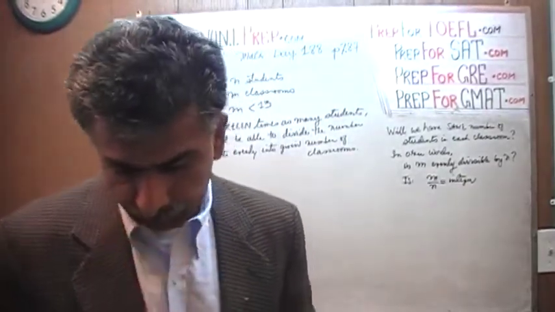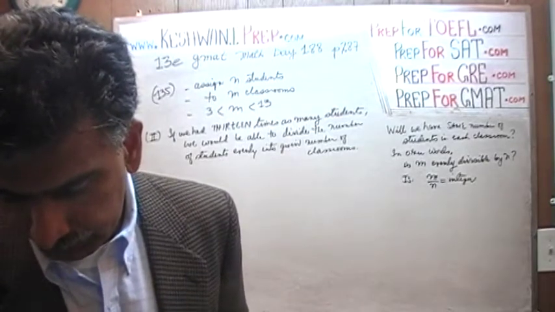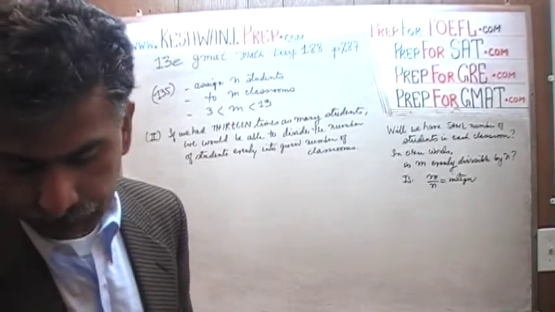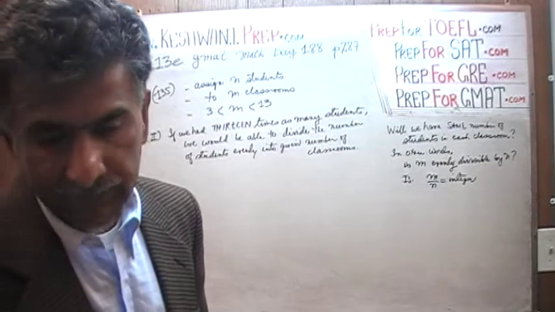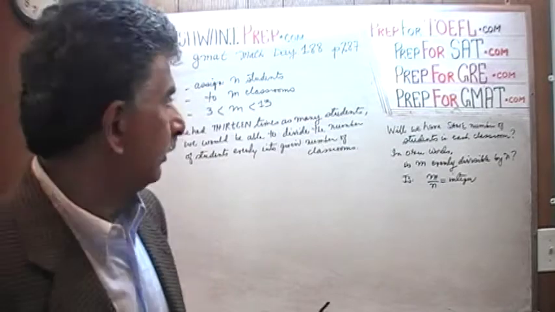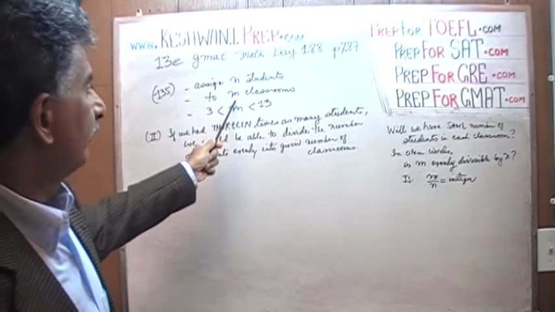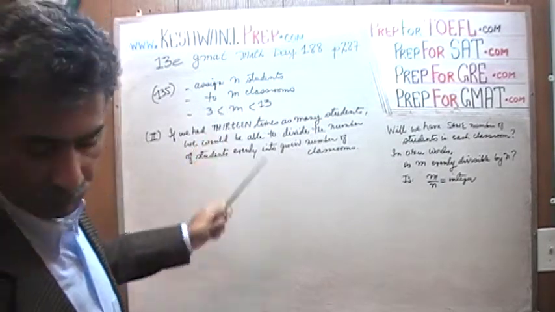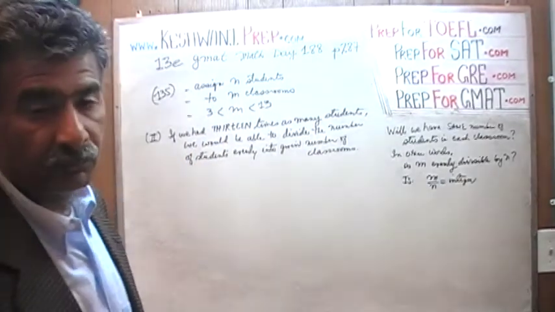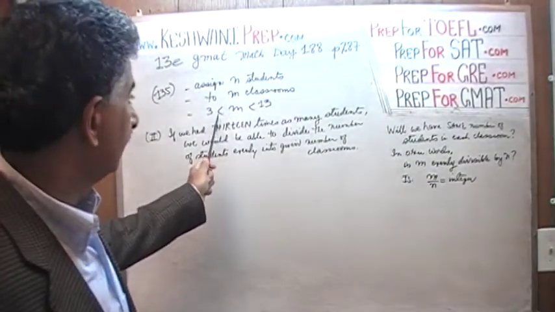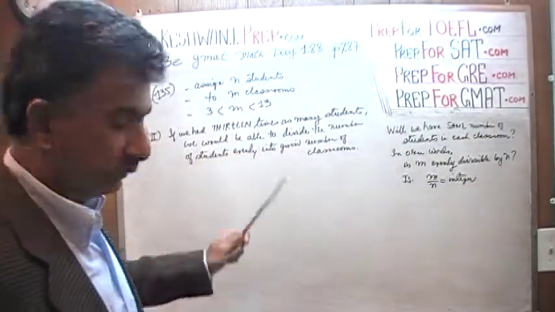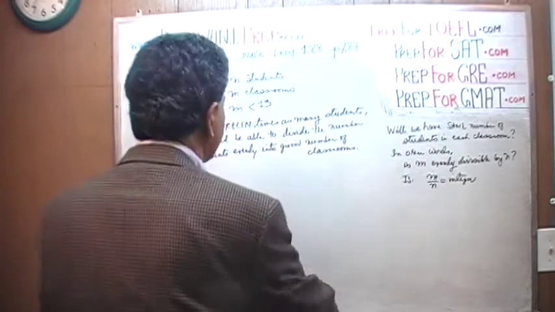It says, a school administrator will assign each student in a group of n students to one of the m classrooms. So we have to assign n number of students. We are told that we have m number of classrooms. We are further told that the number of classrooms that we have in the school is somewhere between 3 and 13.